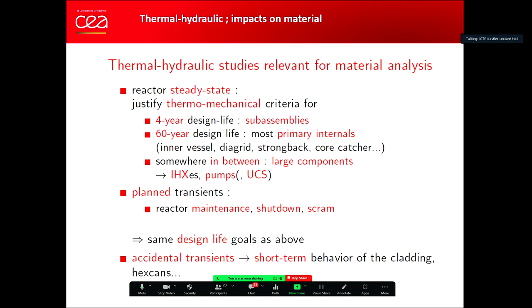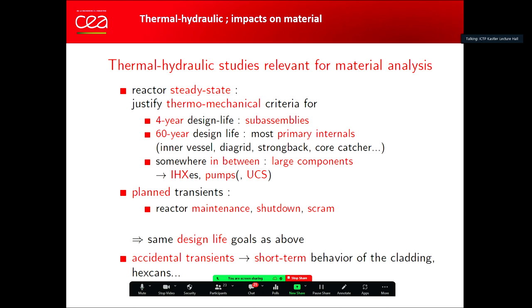So, thermohydraulic impact on material. Thermohydraulic studies are relevant for material analysis. We have to justify thermomechanical criteria for a four-year design life, of course, for the sub-assemblies in sodium, and a 60-year design life for most of the primary internals, and below for the large components. We can imagine that, for example, it's possible to change a pump after 20, 30 years. Same for the intermediate heat exchanger.